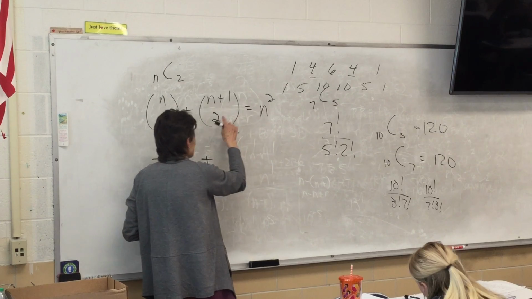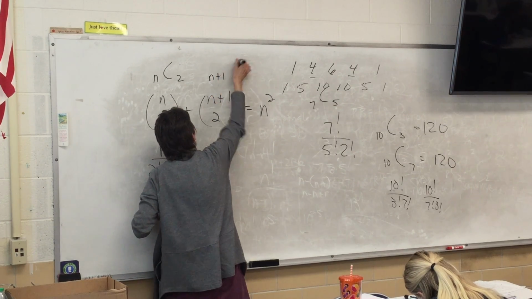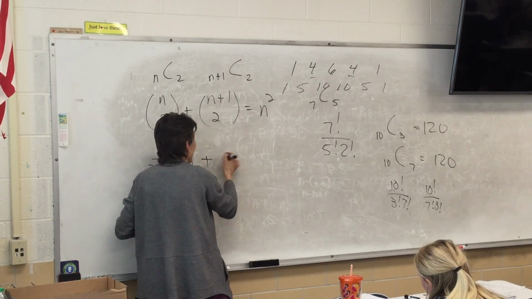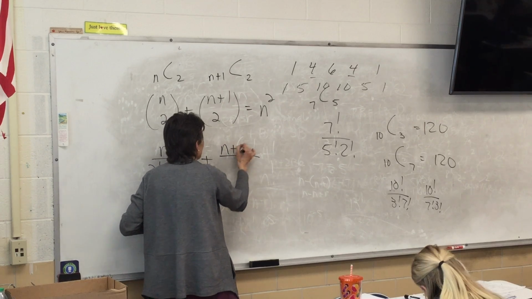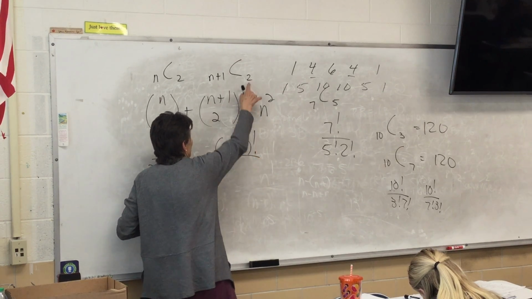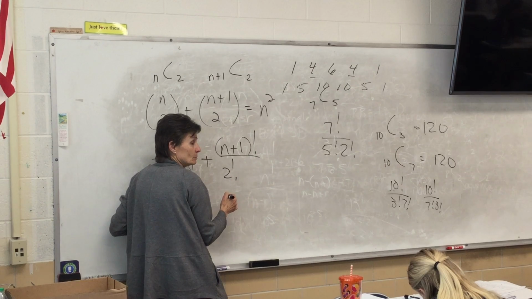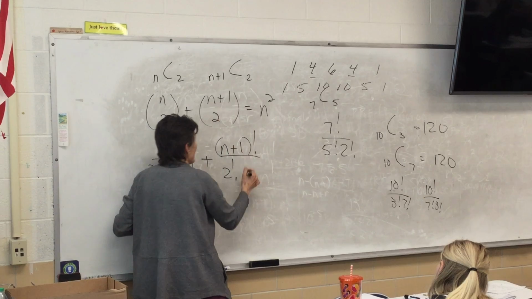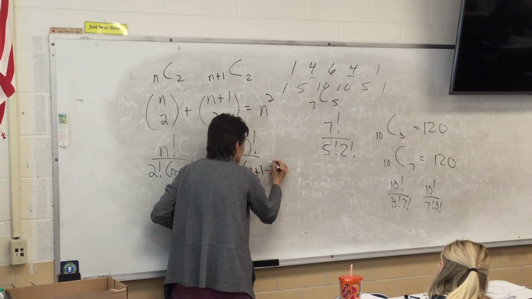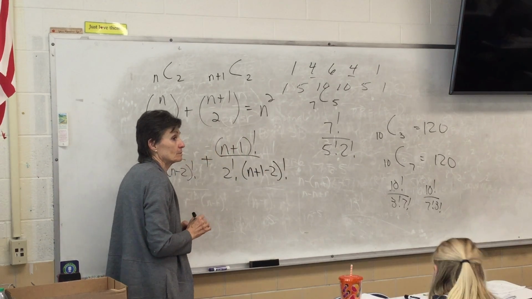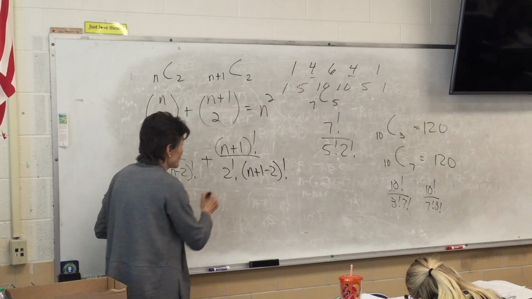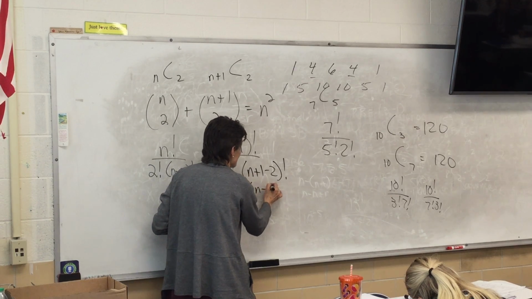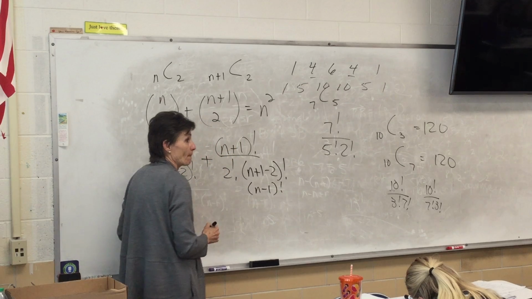Now, what's this one? Don't let the letters bother you. What's on top? N plus 1. N plus 1 factorial. On the bottom, we're gonna have a 2. What else are we gonna have on the bottom? N plus 1 minus 2. N plus 1 minus 2 factorial, which we can simplify to just n minus 1 factorial.